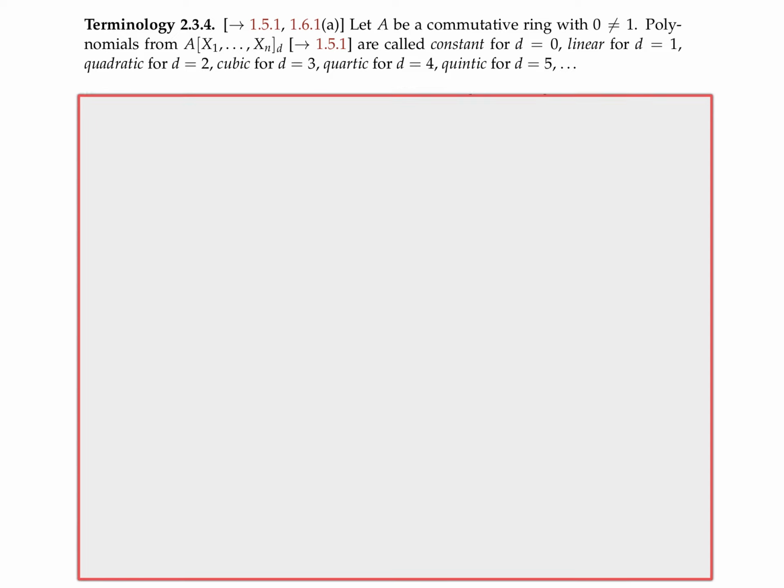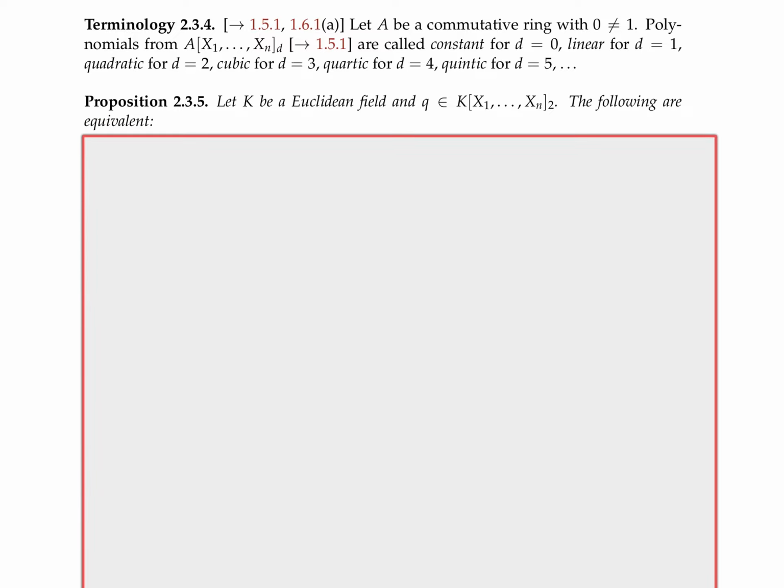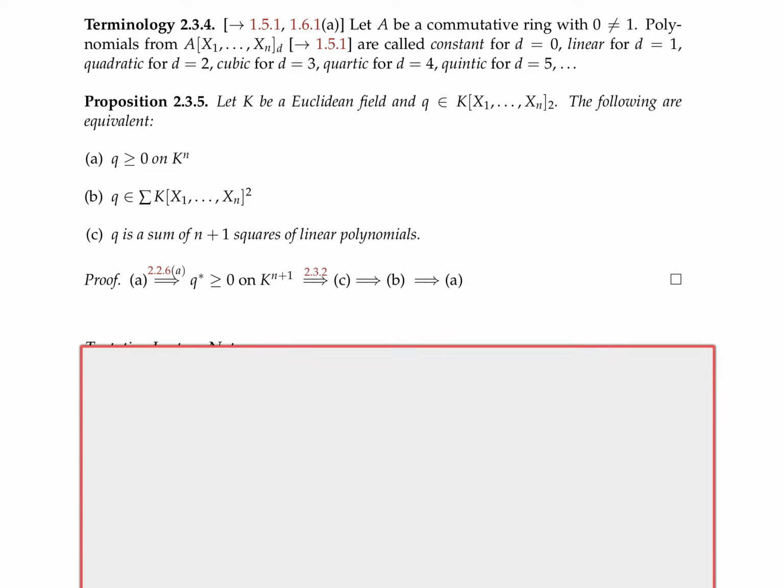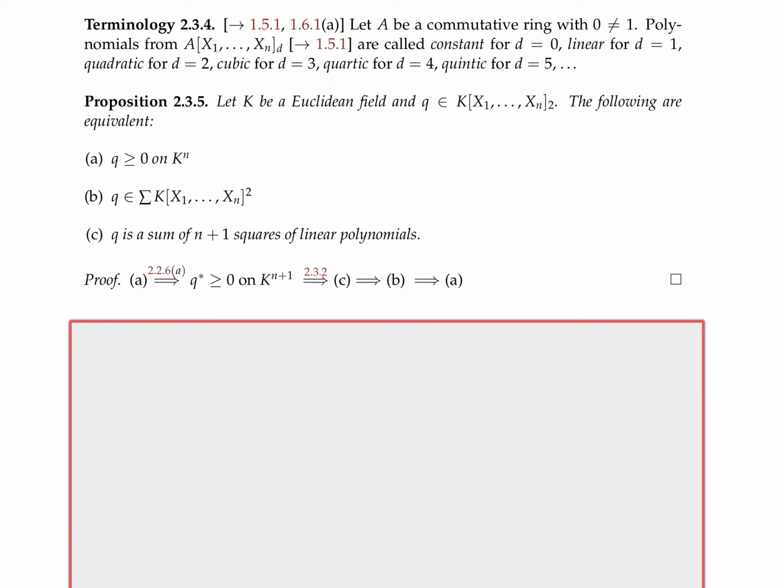And then, okay, that was just to be able to speak better, because now we look at non-homogeneous polynomials, and look at quadratic polynomials, polynomials of degree at most 2. Again, our field is Euclidean. The following are equivalent: A, Q is non-negative on K to the n; B, Q is a sum of squares of polynomials; and C, Q is a sum of n plus 1 squares of linear polynomials. So now our proof is very, very easy.